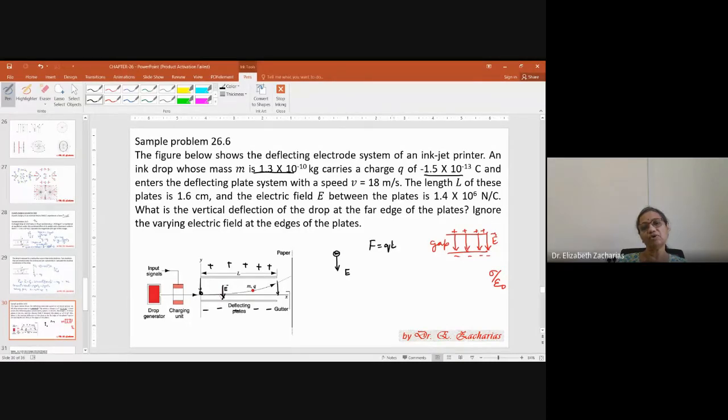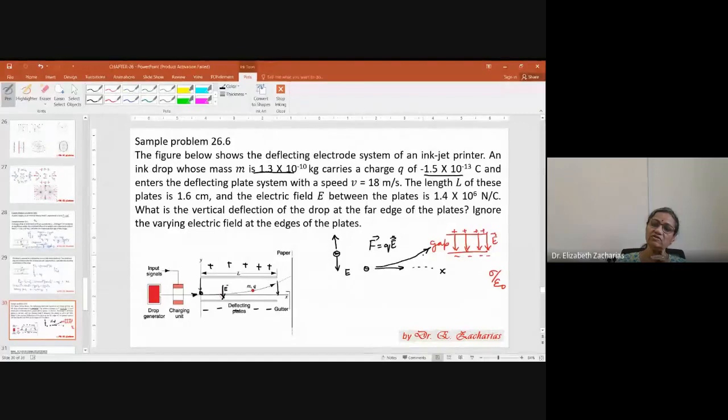F is equal to Q into E. Q is negative. Therefore, the force it experiences will be in the upward direction. But please remember, this charged particle is actually moving like this. It has been emitted from here and it is moving along the x-axis. But then it is experiencing a force in the upward direction. So what will happen to it? Along with the x-axis movement, there will also be a movement in the y-axis direction. Therefore, it gets deflected like this.